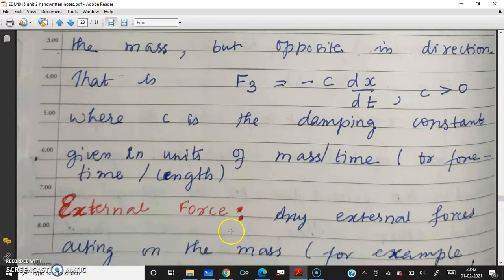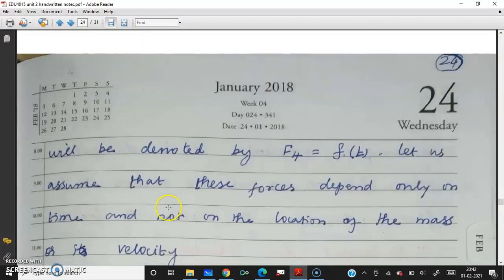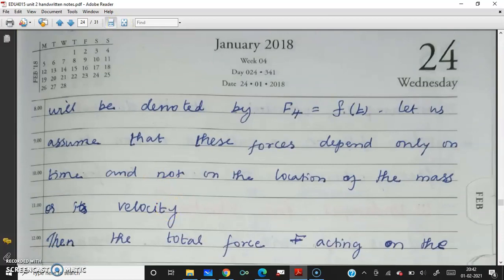Right, now one more force is the external force. As I discussed before, there will be 4 forces acting. Any external forces acting on the mass, for example, a magnetic force, or forces exerted on a car by a bump in the pavement. Not only is the car moving, but because of the bump also some force is there. This will be denoted by F4 equal to F of t. Let us assume that these forces depend only on time and not on the location of the mass or its velocity, because already we have taken the mass and velocity. So this force is independent of mass and velocity, right? It is the new force we are introducing.